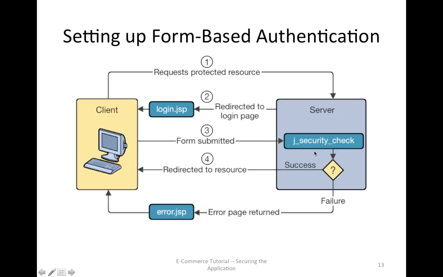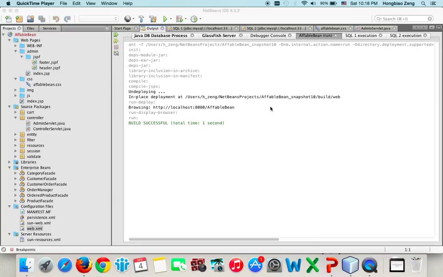Look at here. Okay, it uses j_security_check, then checks if successful. That means this client is an authorized person. Then they will be redirected to the resource. Otherwise, they will be redirected to the error page.